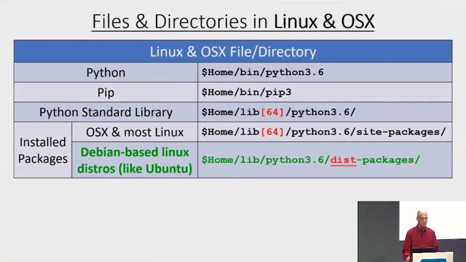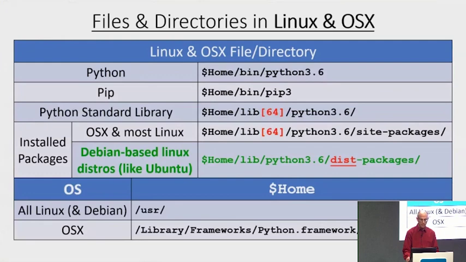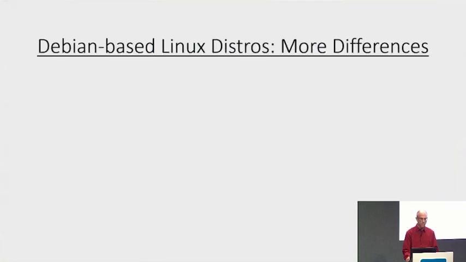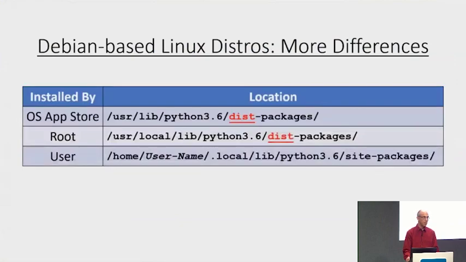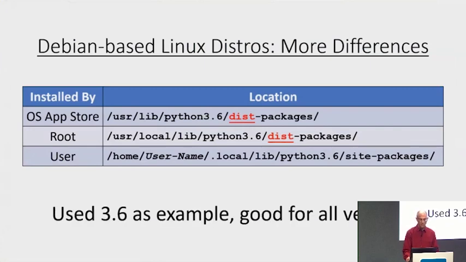For Linux, Debian-based distros like to do it a little differently. So you see that dist is underlined, and that's a little different than site-packages. That's the difference there. And again, there's a home environment variable that takes on a value depending on what operating system you're dealing with. Now, the Debian-based Linux distros also have another variable that is not present elsewhere. So depending on who installs it, it could go in one of three different places. And again, this is 3.6, good for all versions.